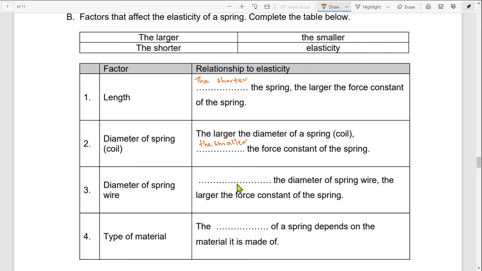Diameter of spring wire, okay, so here the larger the diameter of the spring wire, or the thicker, semakin tebal the diameter of spring wire, the larger the force constant of the spring. And fourth, the type of material. So here just put here elasticity.